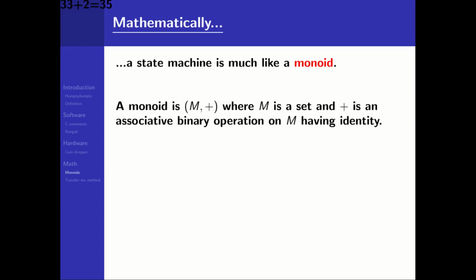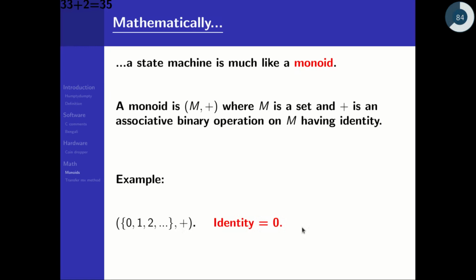A monoid is a set M together with a binary operation defined on it, like say addition or multiplication or some such thing, such that it satisfies two properties. Number one, it is associative, and number two, it has an identity element. Let's look at an example. Suppose my set is the set of all non-negative integers and my operation is usual addition. Then we know it is an associative binary operation and the identity is obviously 0. If you add 0 to anything from left or from right, the number remains unchanged.